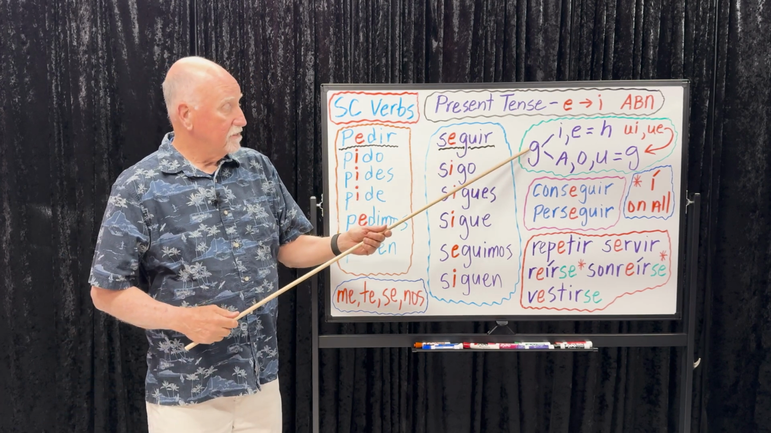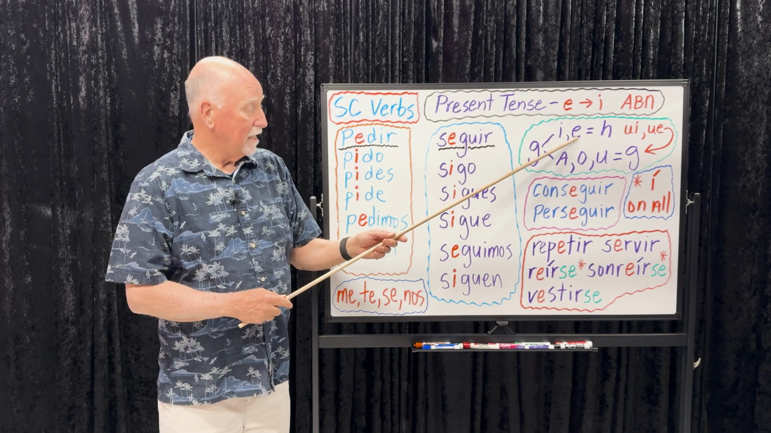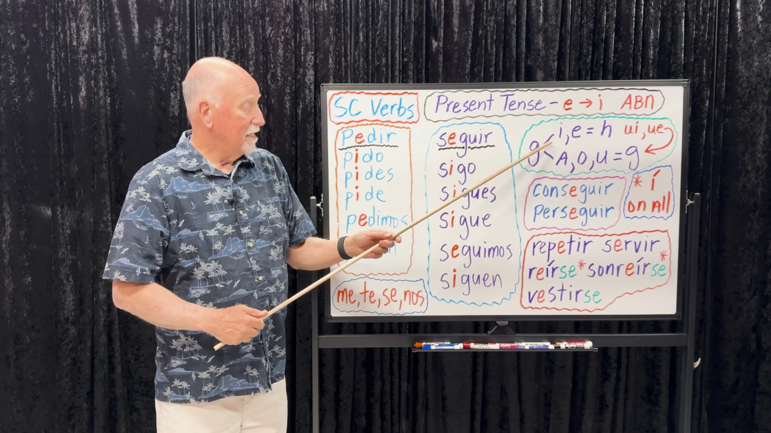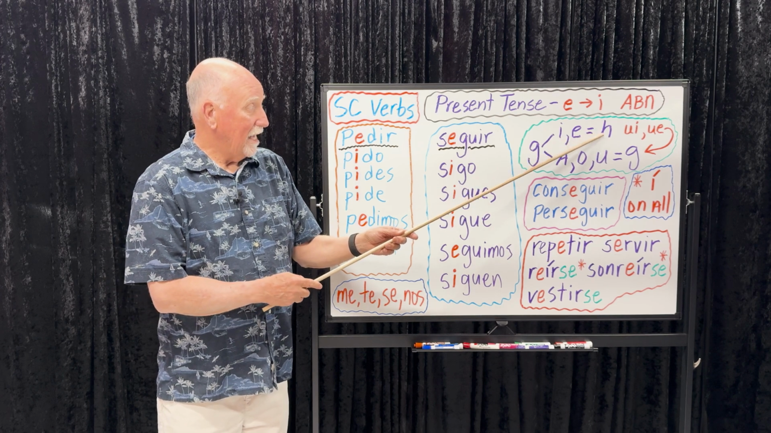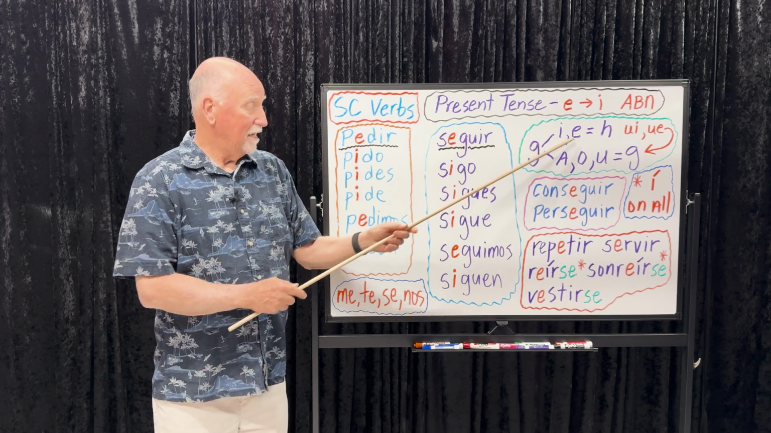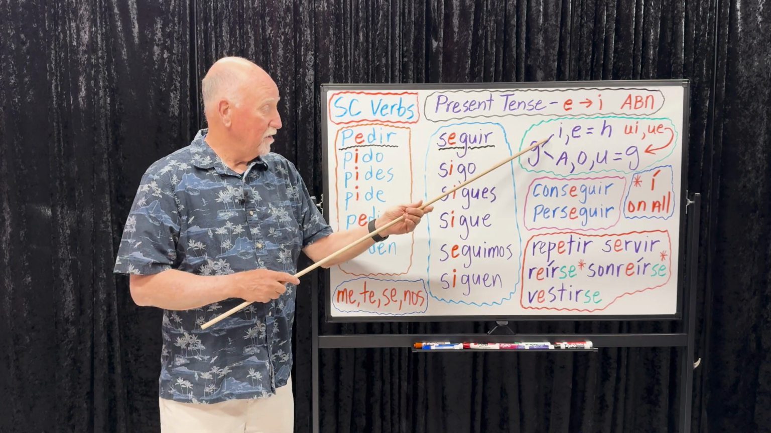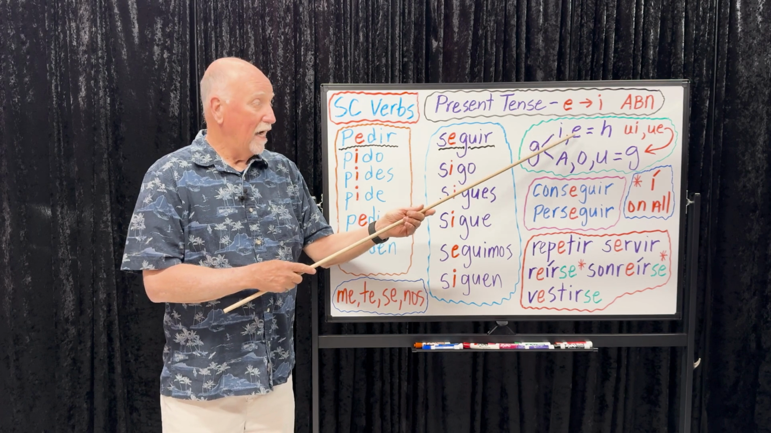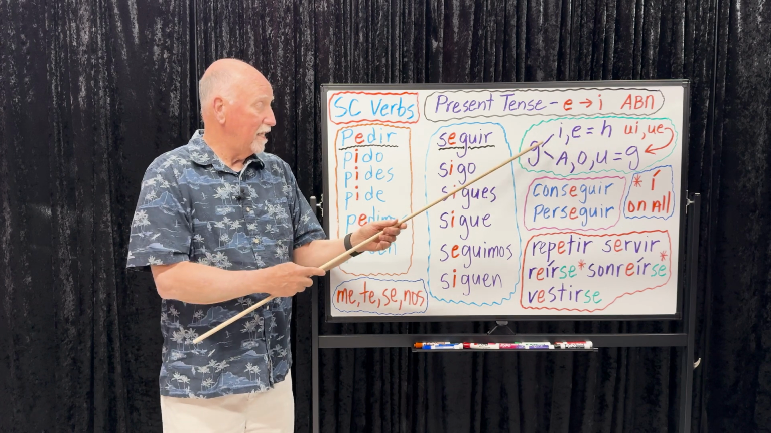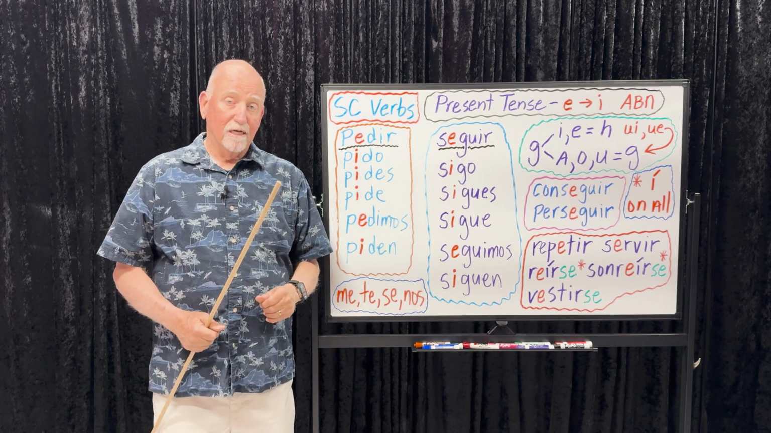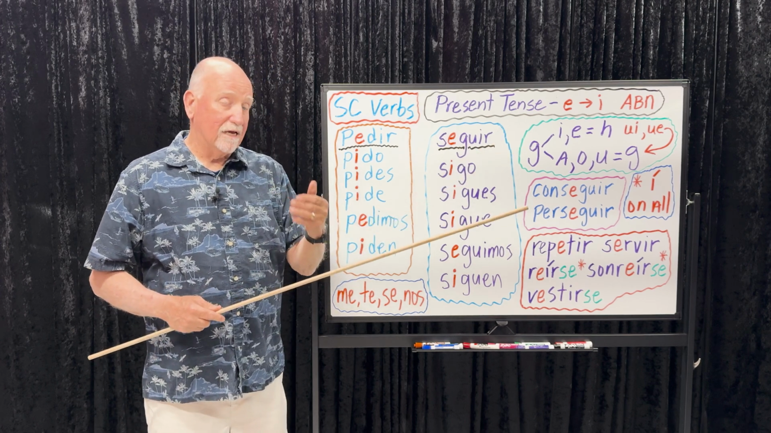The G is soft in front of an I or an E. This is pronounced he, and this is pronounced hey, like the English H. The H sound. Now, the J in Spanish, if I were to put a J here, it would be he, hey. The G is pronounced like the English H when you say he, hey in Spanish. Like the word gente for people, gente has that H sound in English.